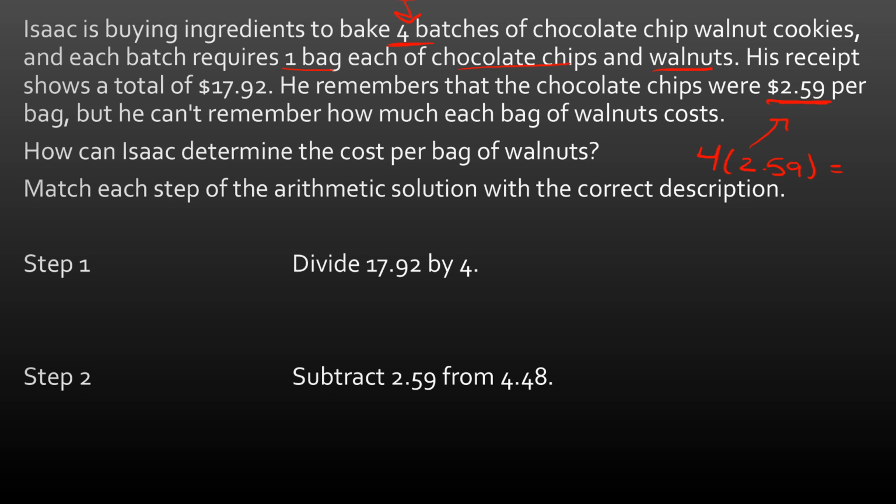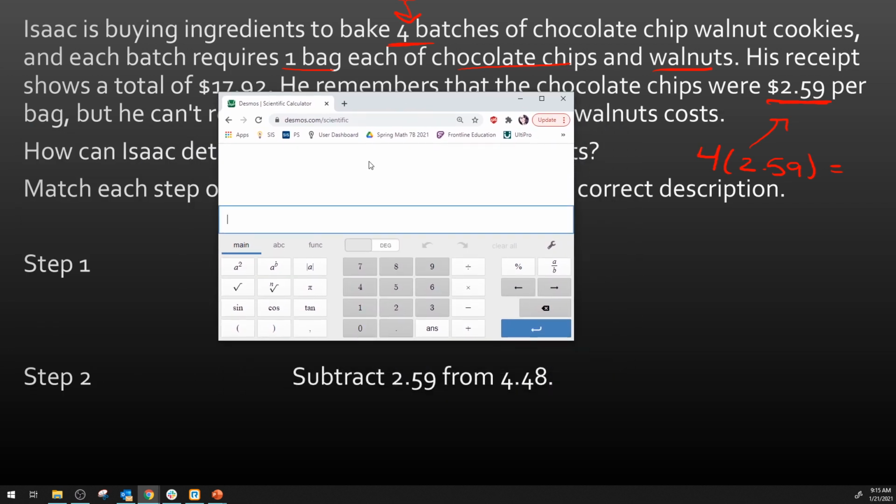Pulling open my Desmos. Here we go. So if I do 4 times 259, I get $10.36. So that's how much he is paying for those chocolate chips.